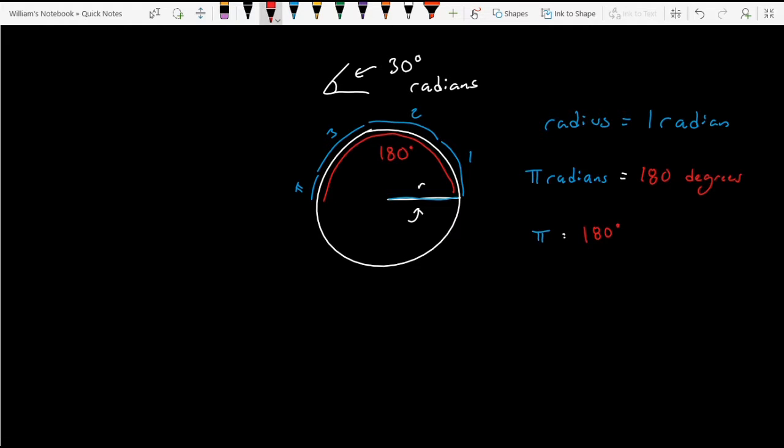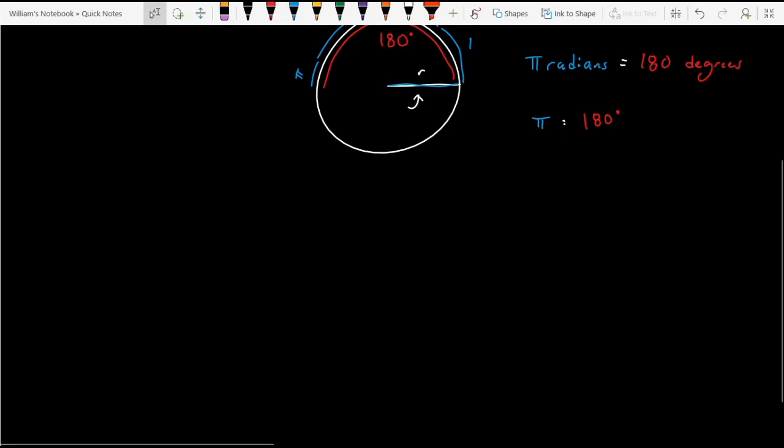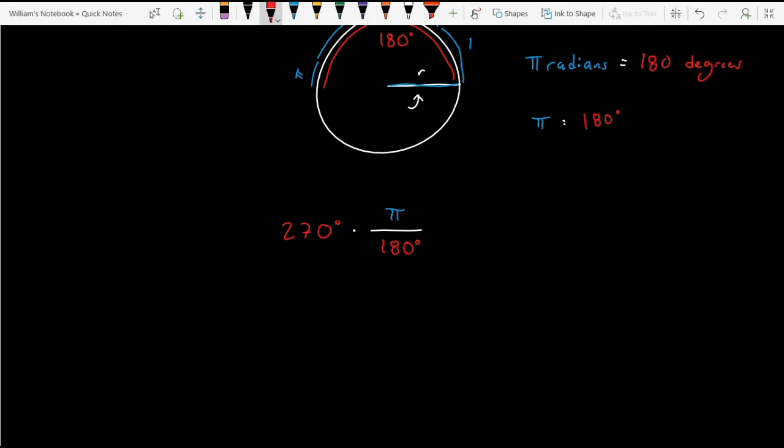So let's practice doing this conversion. Let's start from converting from degrees to radians. For my example, we're going to have 270 degrees, and we're going to convert it to radians. The first thing we're going to do is multiply it by the ratio. Whatever you put on top is the unit that we're going to get out, and the unit we want to get out is radians. So we put pi on top, and we put 180 degrees on the bottom.